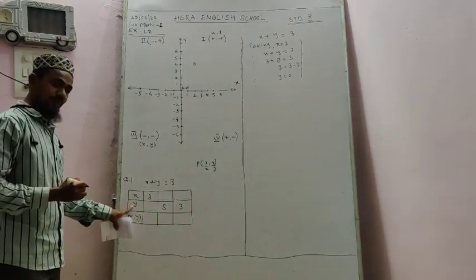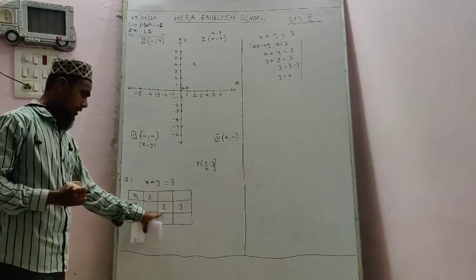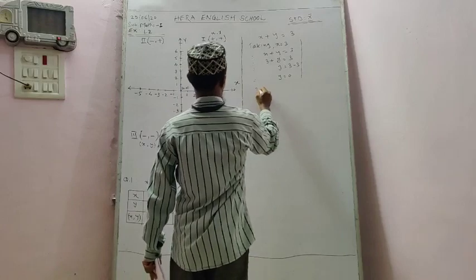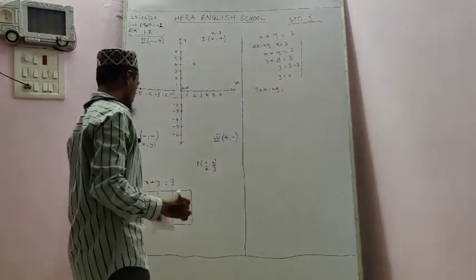Now we'll find x by using y. We are given 5. We'll take y equal to 5.